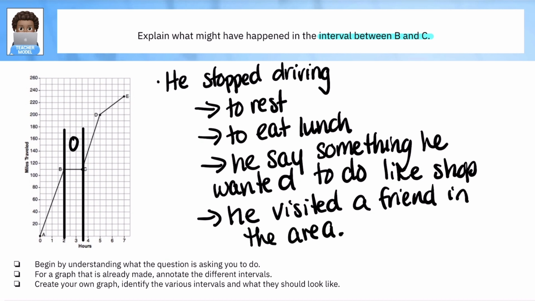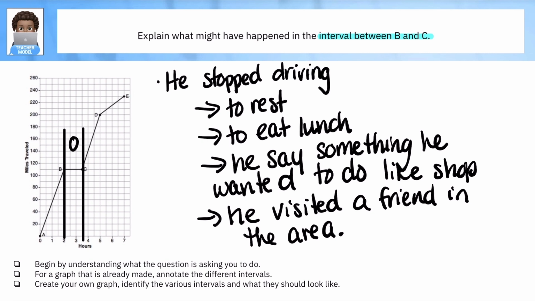And of course you would put this into a full sentence, but here are just possible things because we definitely know he stopped driving. And is it possible that he was just in traffic for 2 hours? Yes, possible there was traffic, but to not move at all in 2 hours would be highly unlikely. So he stopped driving, and these are possible reasons why he stopped driving.